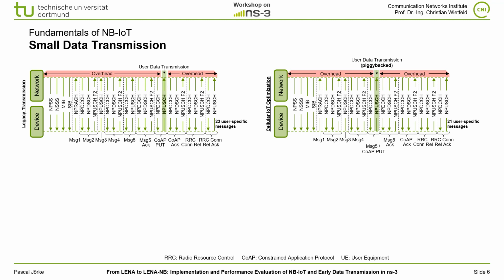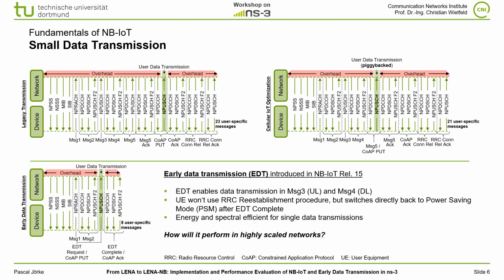With C-IoT optimization, user data are piggybacked in the message 5 of the RRC connection resume procedure, and thus don't have to be transmitted in a separate message, reducing the overall number of user-specific transmissions from 23 to 21 messages, which is still a poor spectral efficiency. That's why in 3GPP release 15, the early data transmission procedure has been introduced.